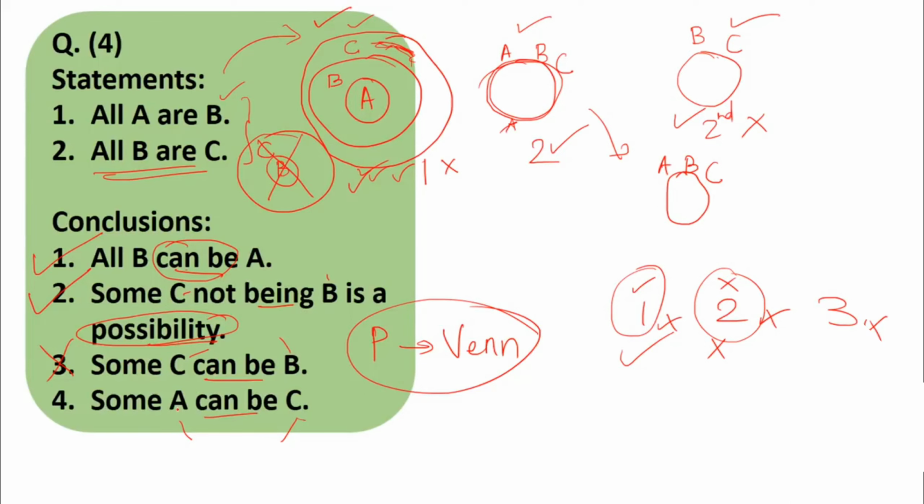What is the fourth conclusion? Some A can be C. Already entire A is C because it is overlapping. So some part of A will definitely be C. So here also the conclusion is possible. That means in both situations the conclusion is possible. So this is a false conclusion.